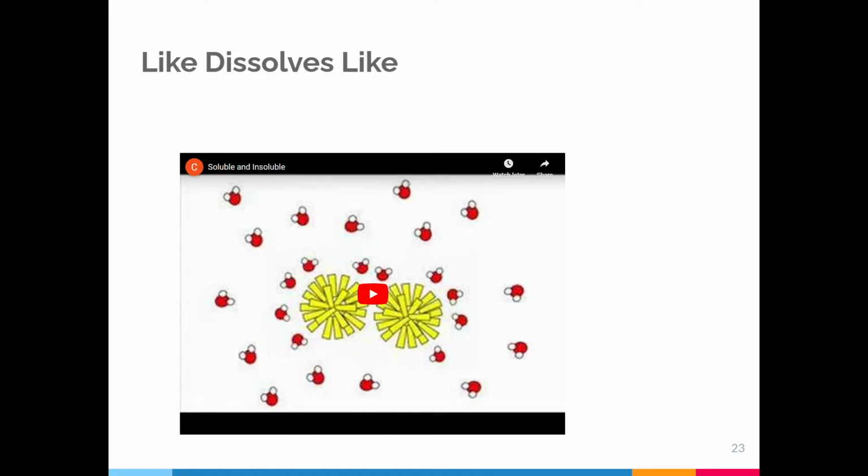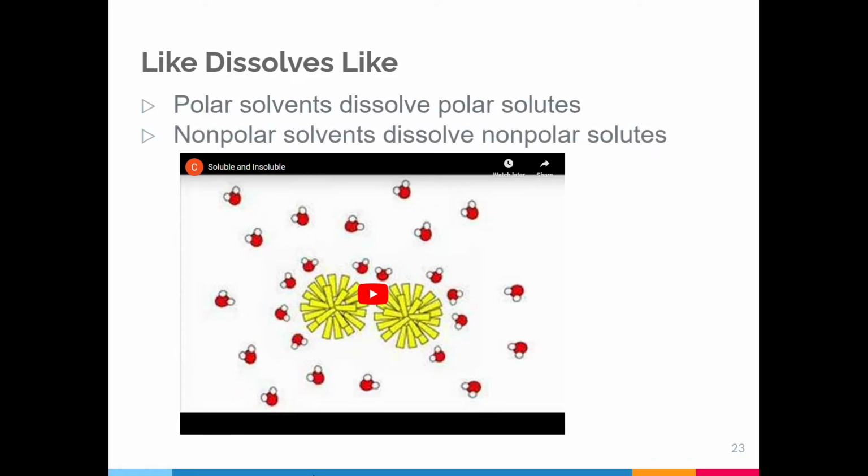Now, there's this theory in chemistry that it's called like dissolves like. Polar or charged compounds will dissolve in polar or charged solvents. Nonpolar compounds or solvents will dissolve in nonpolar solvents and compounds. Polar solvents dissolve polar solutes. Nonpolar solvents dissolve nonpolar solutes.